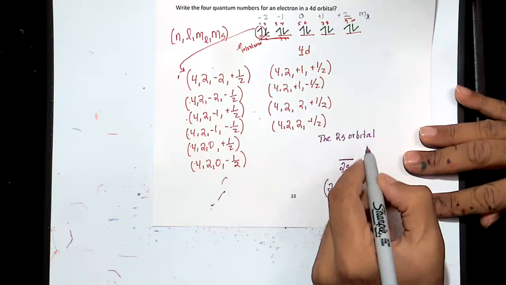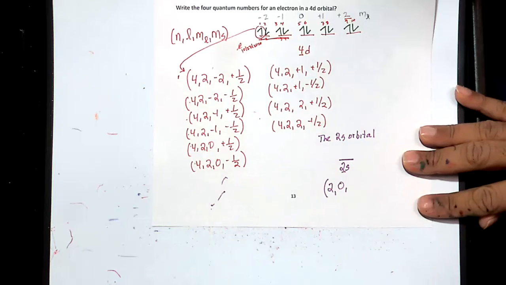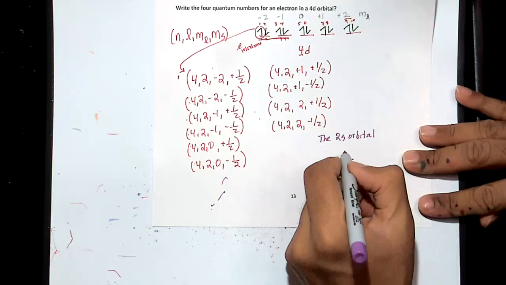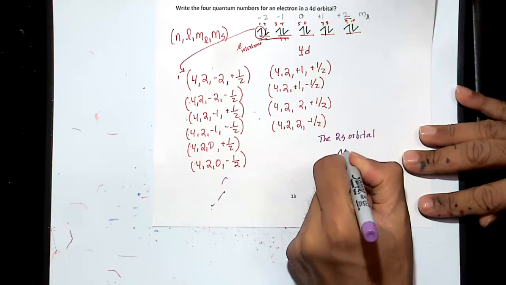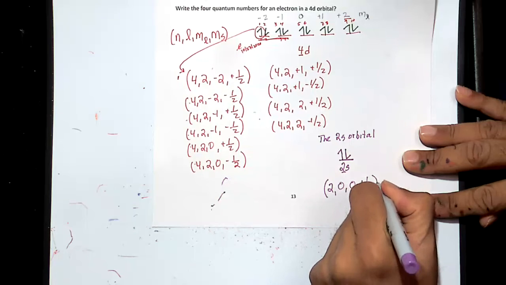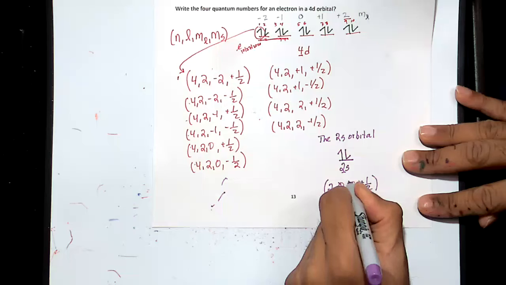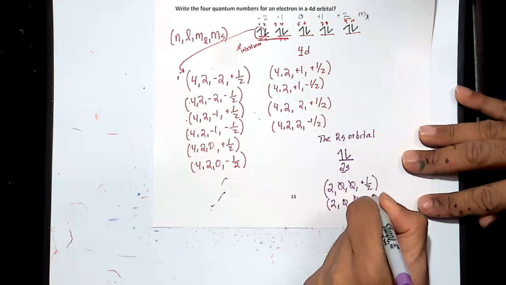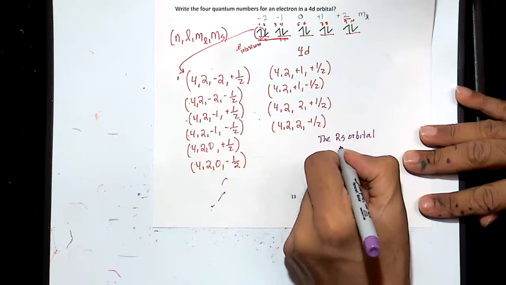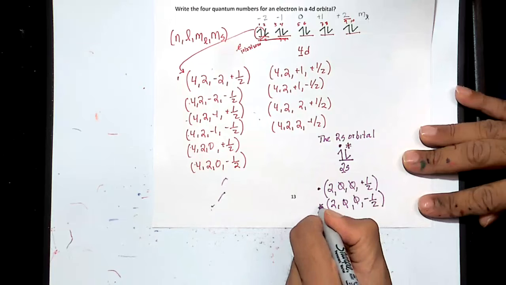Okay, what's m sub L? It's also 0. There's no other slot. There's only one slot. So that's also 0. And then how does it go? Plus 1/2, minus 1/2. So that would be the answer for a 2s orbital. So here's the address for that electron.